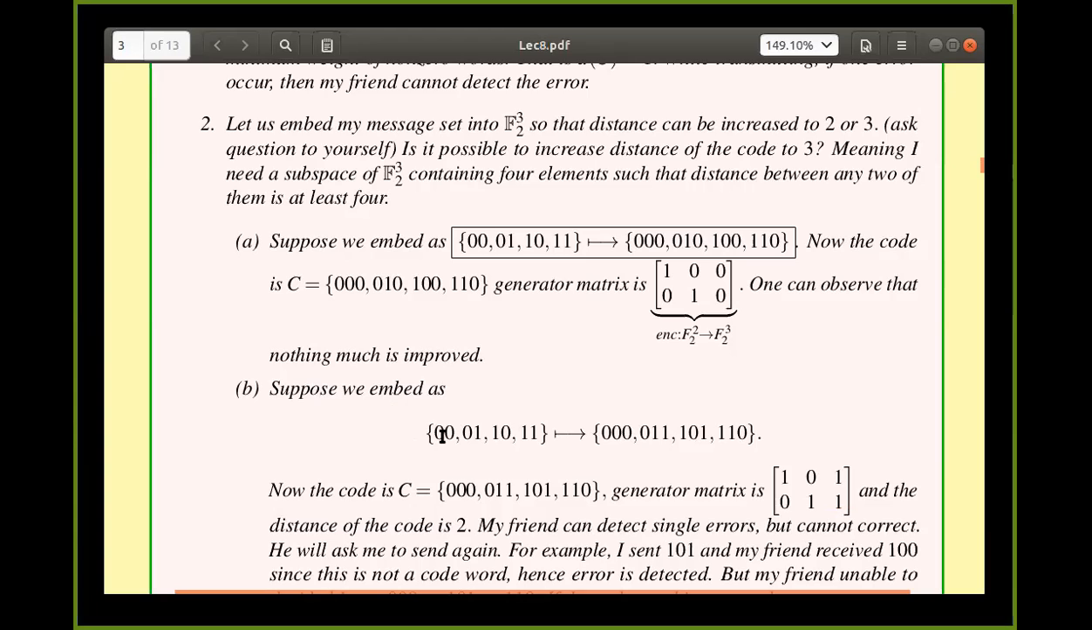Now suppose I embed in this way: 0, 0, 0, 1, 1, 0, 1, 1. Now embedding like this.